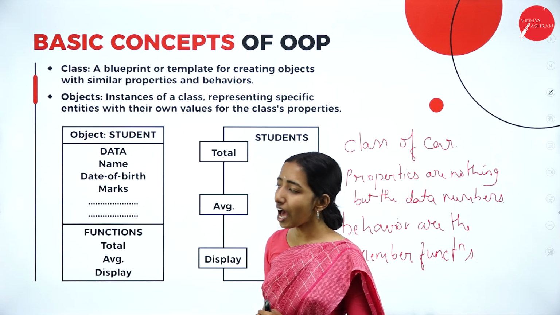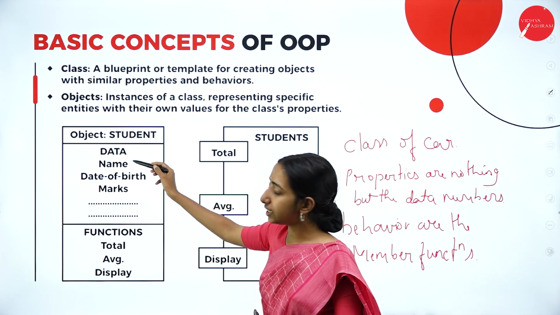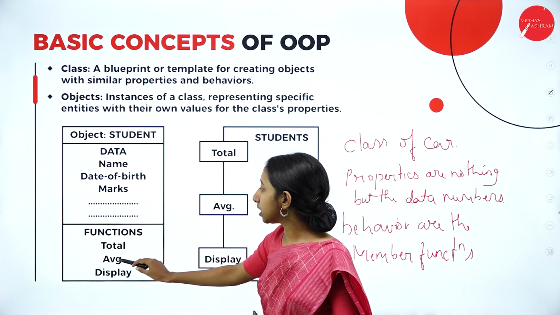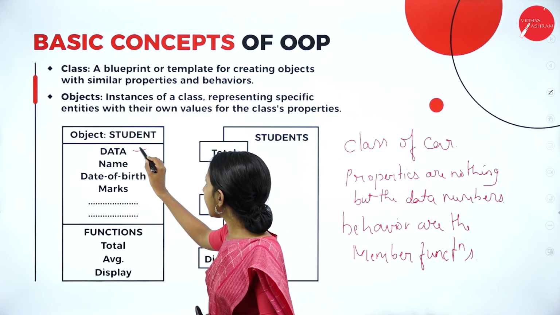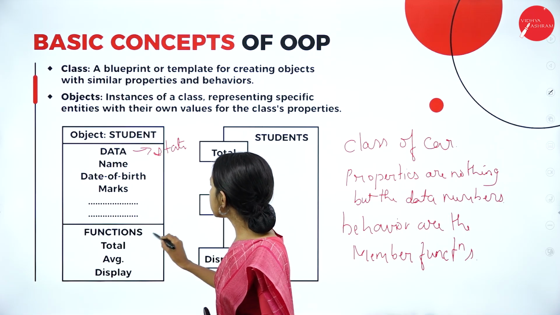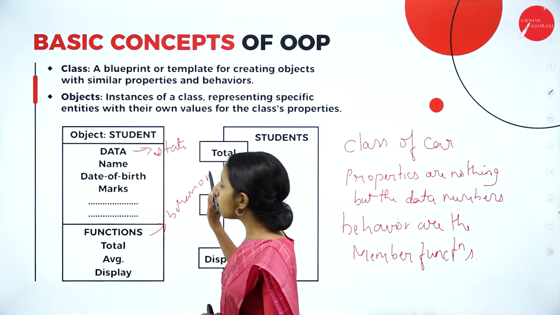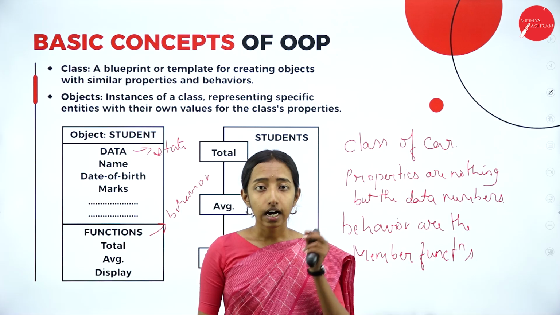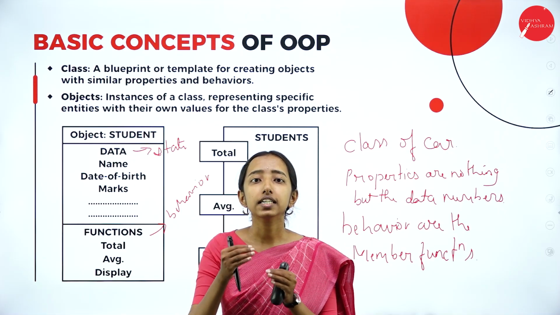Now we have an object called student, and the student has the data name, date of birth, marks, and the functions total, average, display. Here the data can be the state and the functions can be the behavior of the object. So, a class is a blueprint and an object is an instance of the class.